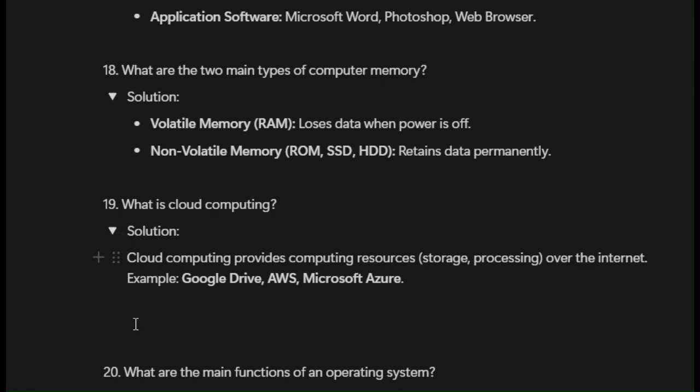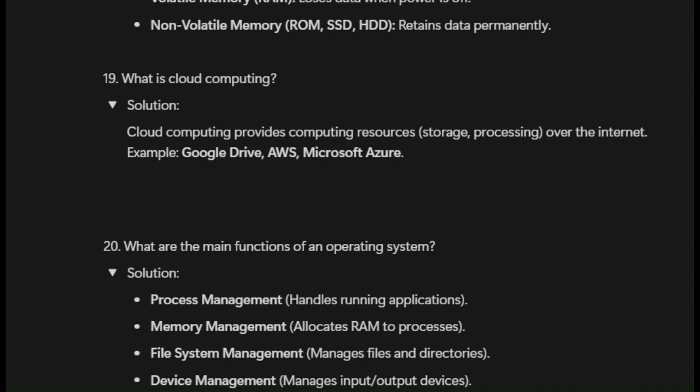Finally, what are the main functions of an operating system? The operating system helps us to run applications, allocate memory, manage files, control the users, etc. Let's see the solution. Process management, like running applications. Memory management, allocating RAM to processes. File system management, managing files. Drive management, managing input-output devices. These are the main functions of an operating system.